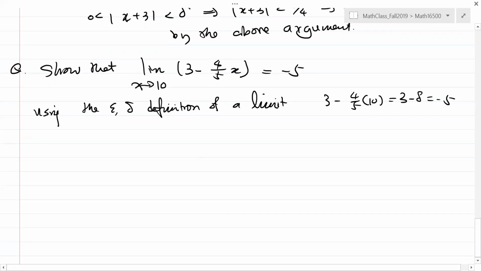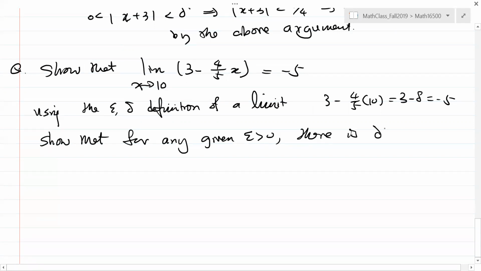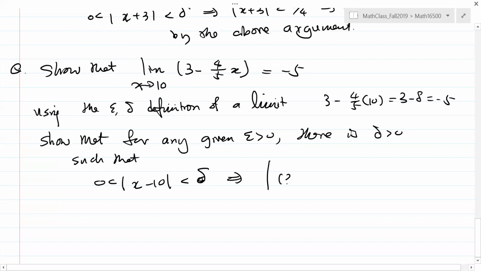All right, now how do you do that? Well, step 1, write down the statement you have to prove. The epsilon delta definition of the limit is as follows. For any given epsilon, you have to find a delta such that if |x minus 10| is less than delta, then |3 minus 4/5x minus -5| is less than epsilon.